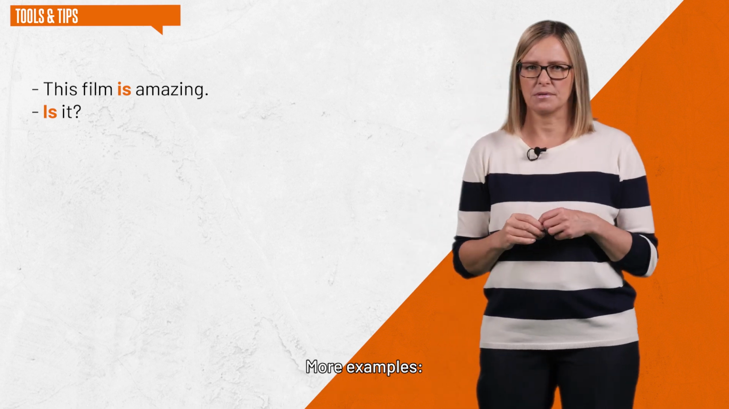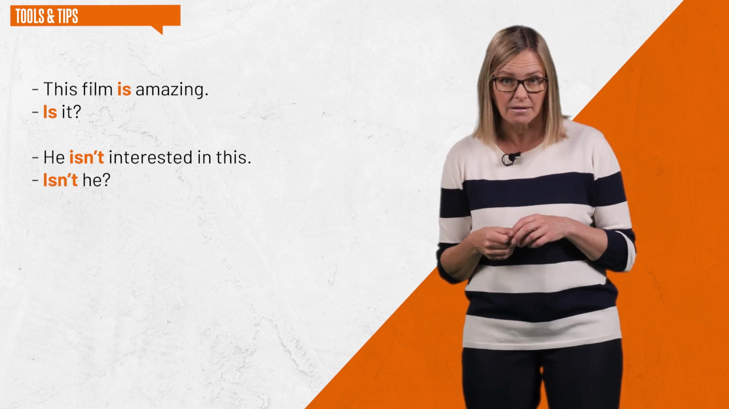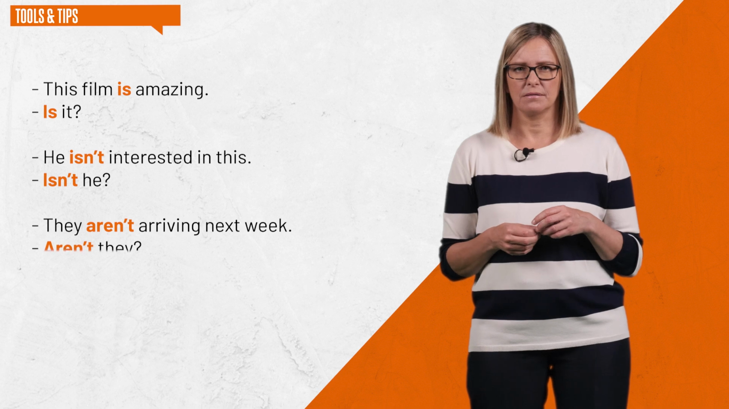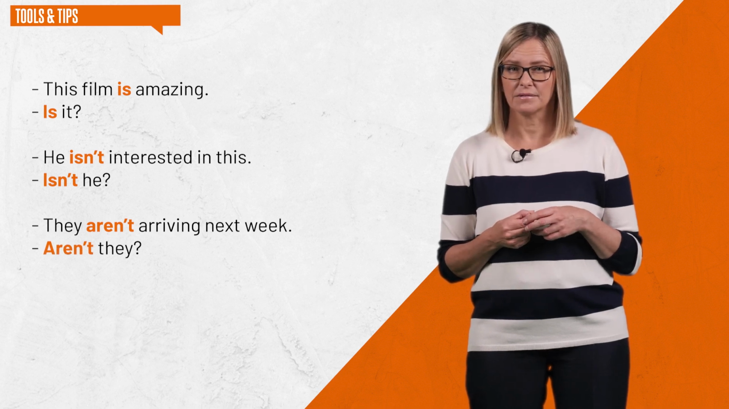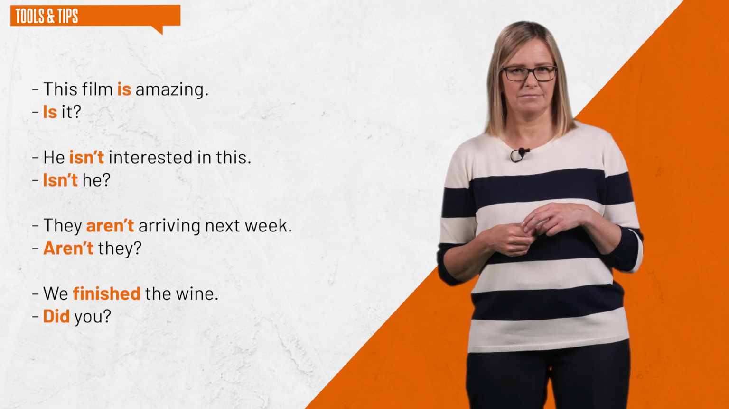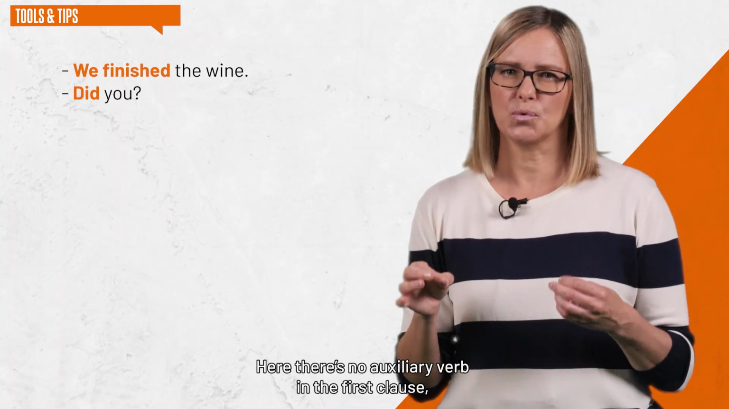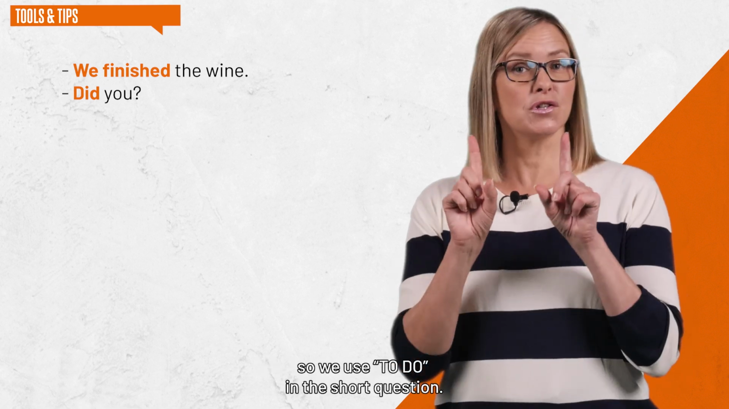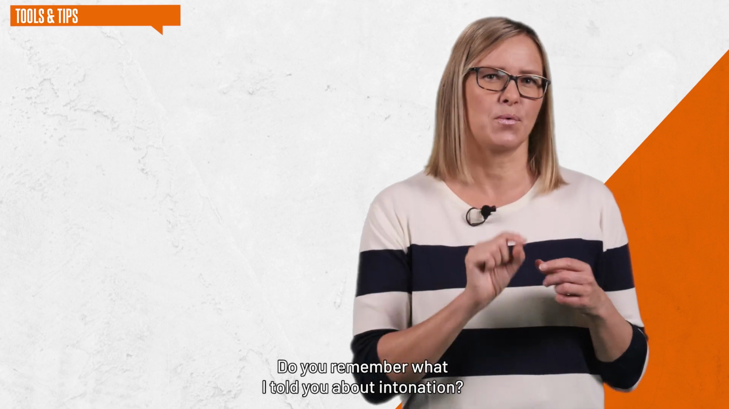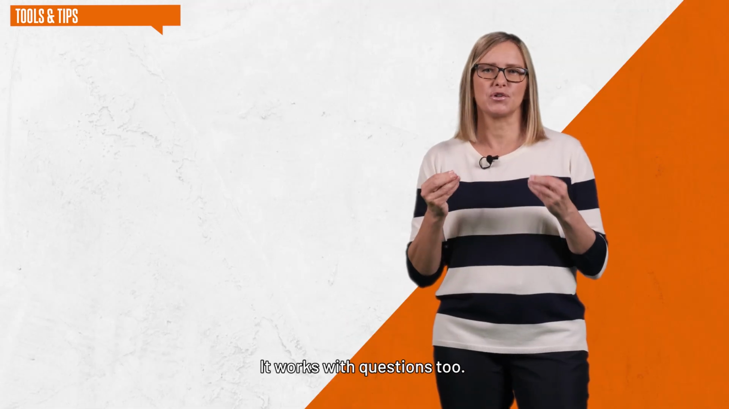More examples. "He isn't interested in this, isn't he?" "They aren't arriving next week, aren't they?" "We finished the wine. Did you?" Here there's no auxiliary verb in the first clause, so we use to do in the short question. Do you remember what I told you about intonation? It works with questions too.